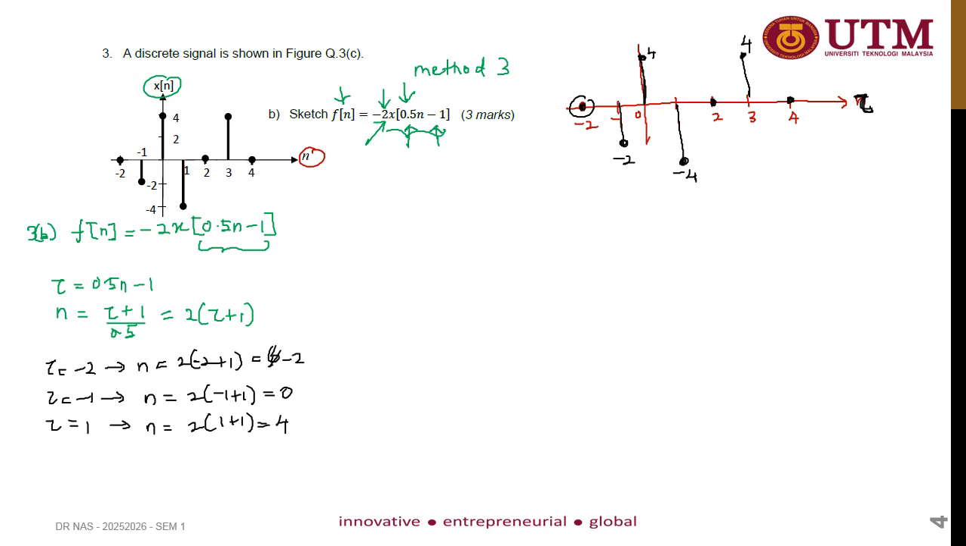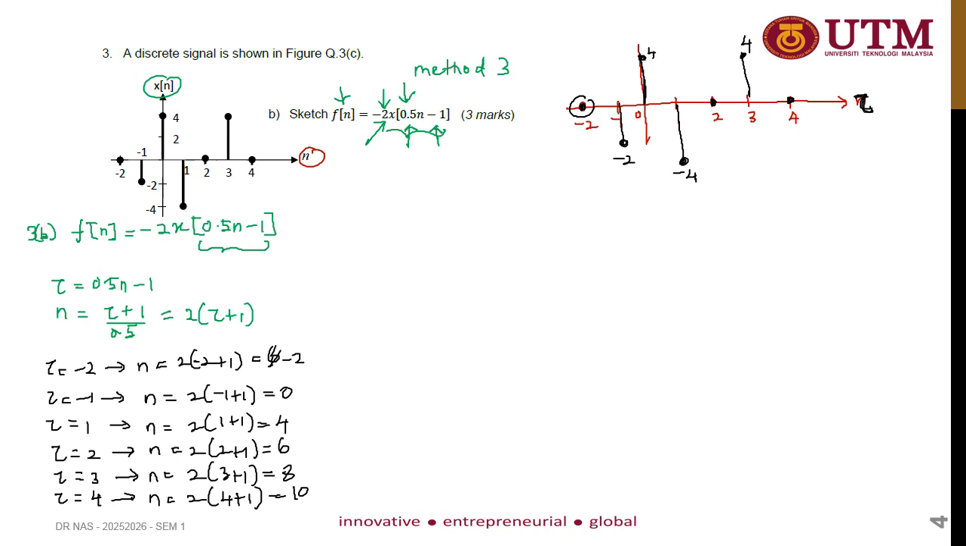Tau equal to 2: n equals 2 times 2 plus 1, which is 5. Tau equal to 3: n equals 2 times 3 plus 1, which is 7. And then tau equal to 4: n equals 2 times 4 plus 1, which is 9. Now you already have your new n axis values.